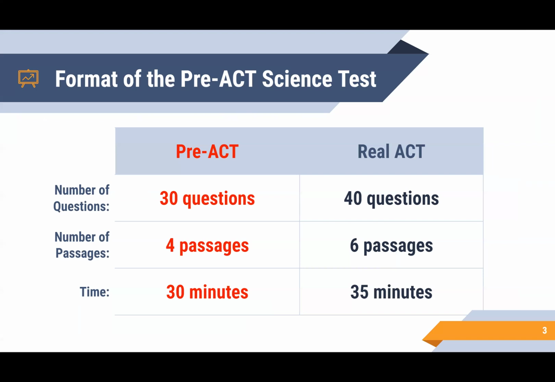You can see the test this year is 30 questions. It's a little bit shorter, 4 passages and 30 minutes. So we recommend you spend about 10 or 15 minutes per passage this year. Next year, which is coming up fast, when you take the real ACT, you'll have 6 passages and 35 minutes. So that's when we recommend you do about 5 to 7 minutes per passage.